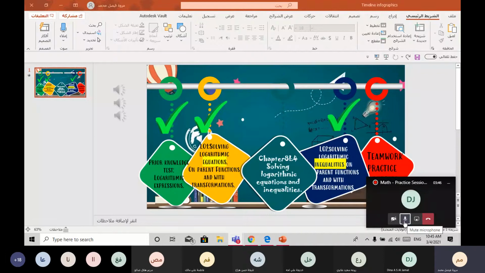And finally today, we will have teamwork as a practice session for whatever we took in Learning Objective 1 and Learning Objective 2. And my friend now, Aisha Jum'a, will tell you more about our practice session today.